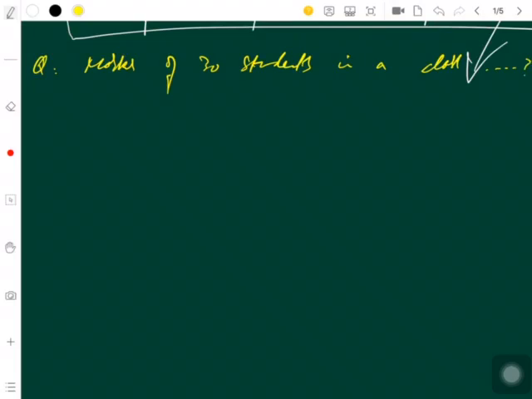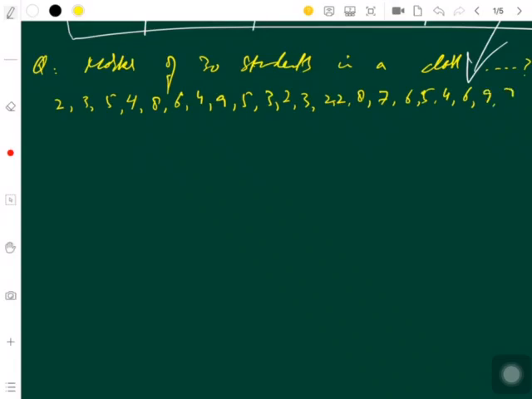I'll take the marks 2, 3, 5, 4, 8, 6, 4, 9, 5, 3, 2, 3, 2, 2, 8, 7, 6, 5, 4, 6, 9, 7. I should have taken 10 students. 6, 4, 2. But it will make you understand it properly, so it's good.